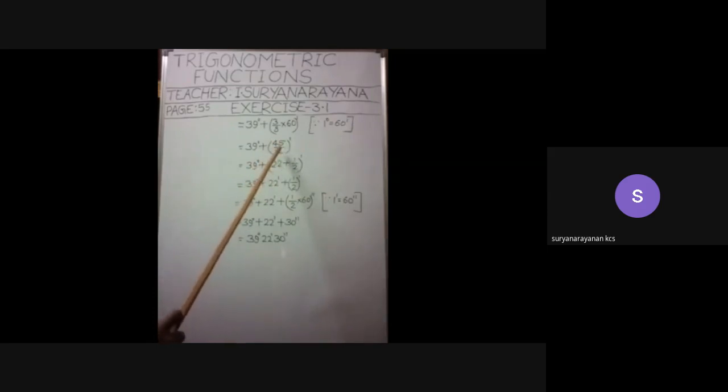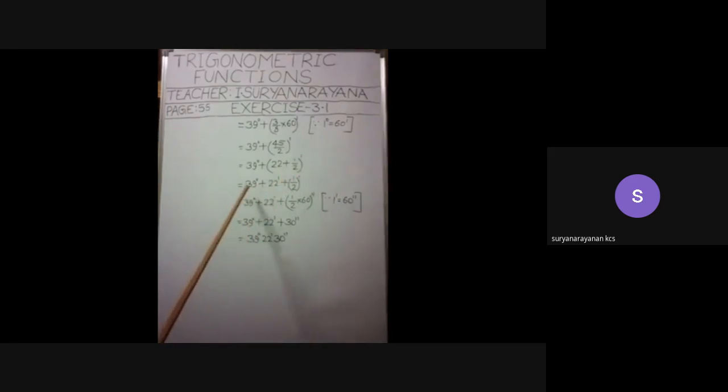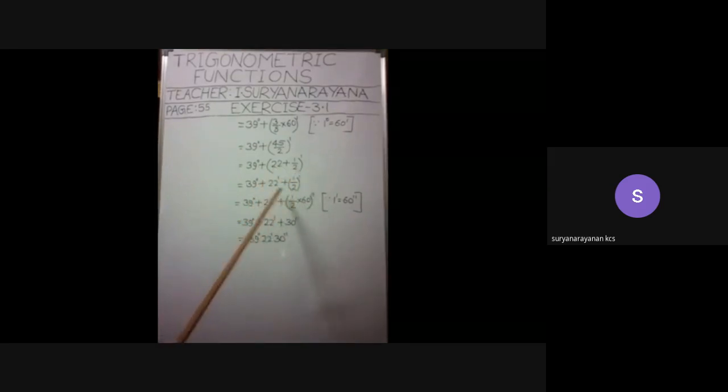Right. Again, if you observe this one, it is an improper fraction. Again, we have to convert it into a mixed fraction. Okay, my dear children? Right. That is equal to 39 degrees plus, we get here 22 plus 1 by 2. If you convert this improper fraction into a mixed fraction, 22 plus 1 by 2 minutes. Understood this part? Right. That is equal to 39 degrees plus 22 minutes plus 1 by 2 minutes. Understood this step, my dear children?